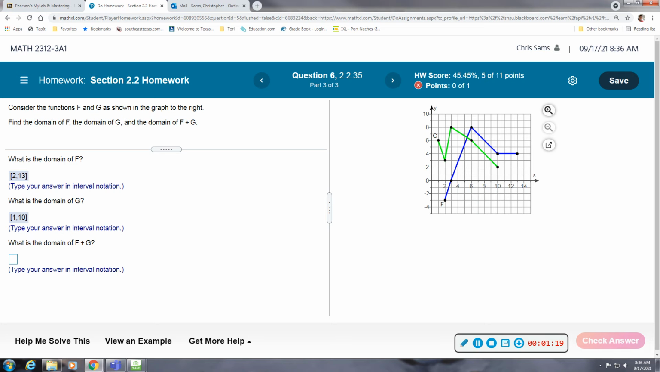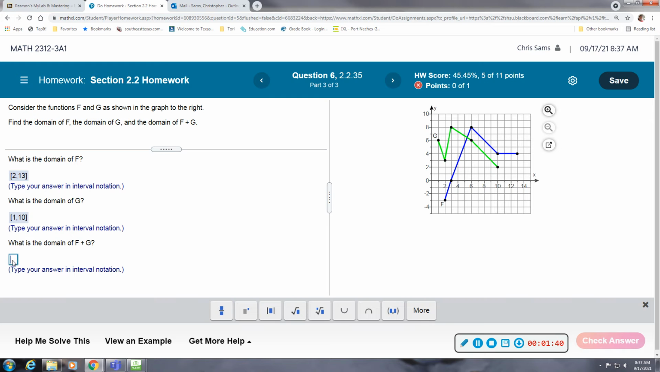And then when we do the domain of f plus g, we find where they overlap. So g goes to 1, but f doesn't. So they start at 2. One way you can look at it, it will be the greater of the lower bounds. So which one is greater out of the smaller in the interval? It would be 2, which you can see it starts at 2.